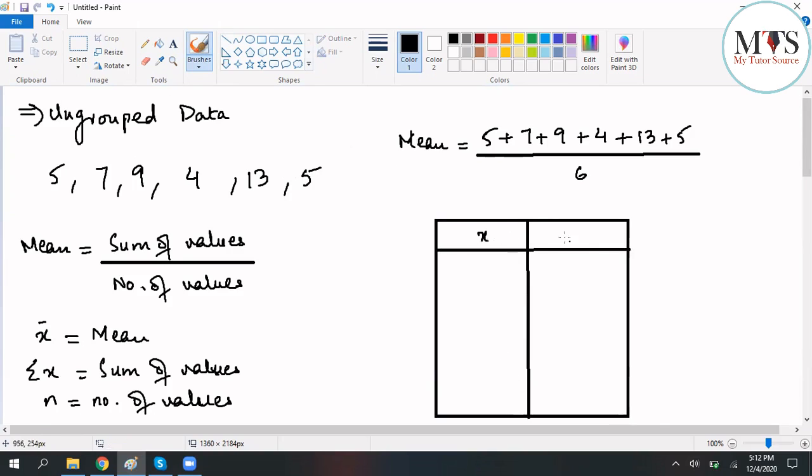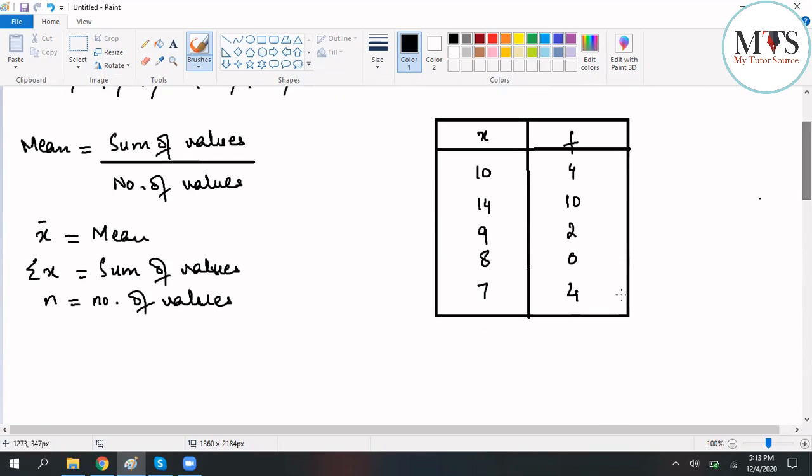we have x and we have the frequency. So let's say x is 10, 14, 9, 8, 7, and the frequency is 4, 10, 2, 0, 4. So in this case now, mean is going to be sum of fx divided by sum of f, which is the same as grouped data.